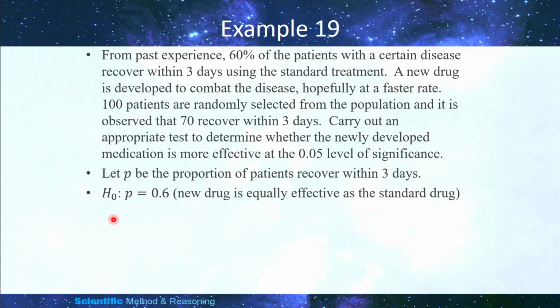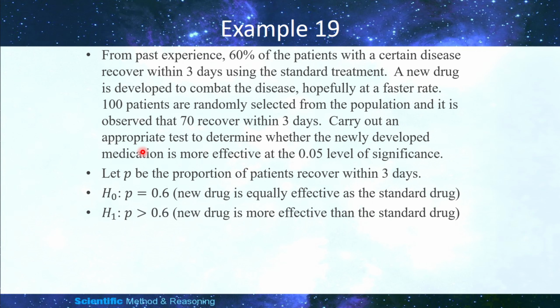And then, obviously, the alternative hypothesis is based on the claim that the new drug is more effective than the standard treatment. More effective would mean the proportion of patients who recover within 3 days would be greater than 60%, would be greater than 0.6. That means the new drug is more effective than the standard drug.